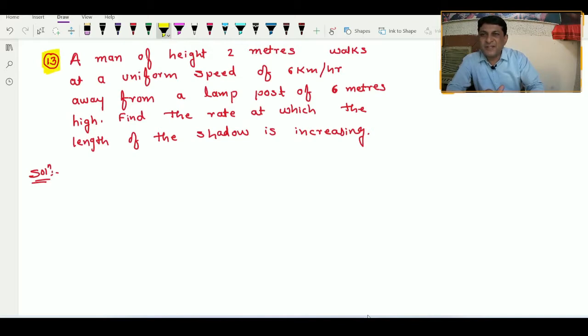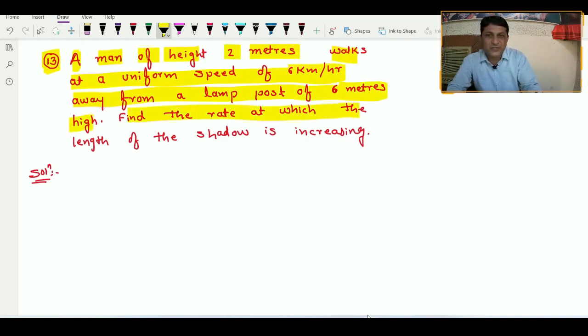Now see example number 13. In this case, observe the given condition. A man of height 2 meters walks at a uniform speed of 6 km per hour away from a lamppost of 6 meter high. Find the rate at which the length of the shadow is increasing.